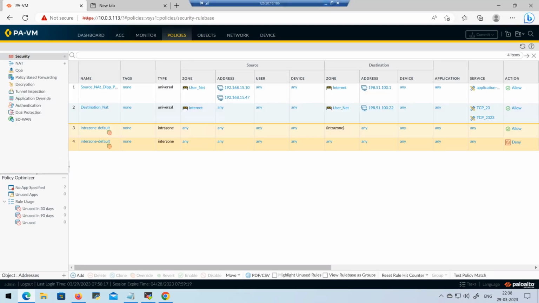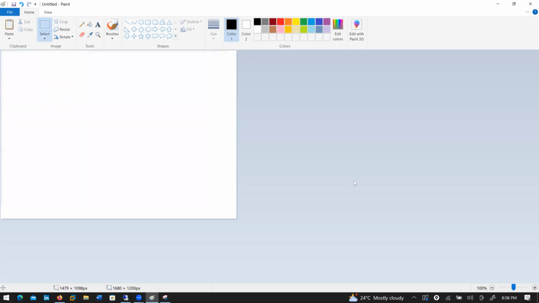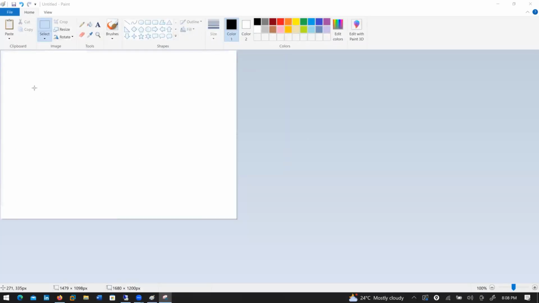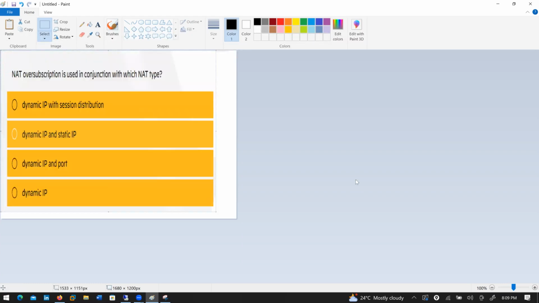So the answer is universal. This security policy was quite old now. We are studying NATing, that's why. In the text note that I have given, it was there: three types of policies, interzone, intrazone, and universal. If it is not there, maybe I have not given you the updated one. This one?